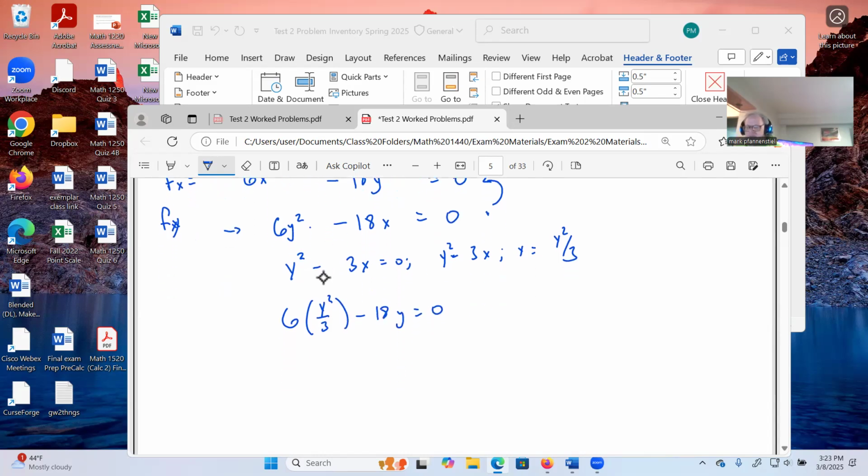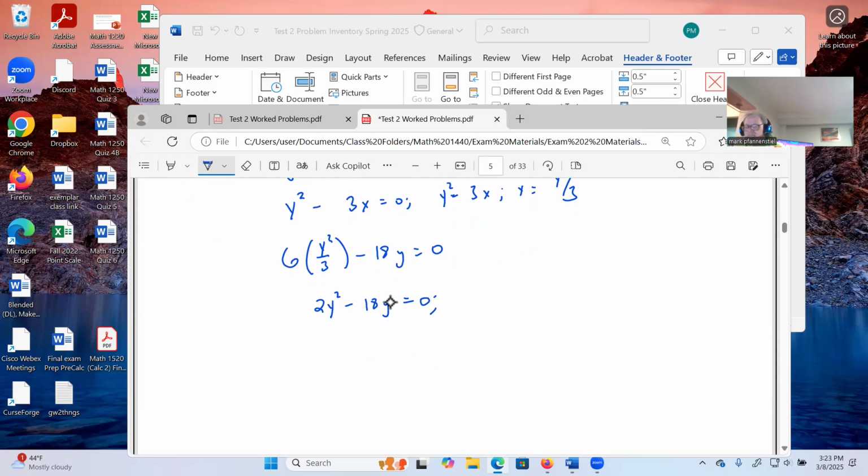All right. So the squared's just with the y. So 6 over 3 is just 2. So I've got 2y squared minus 18y equals 0. Let's go ahead and solve that. Could I factor out a 2? I sure could. We'll divide both sides by 2 or multiply both sides by a half. And we have y squared minus 18 divided by 2 is 9y is equal to 0. Careful. We have y times y minus 9 equals 0. So we could say that y is equal to 0 or y is equal to 9.